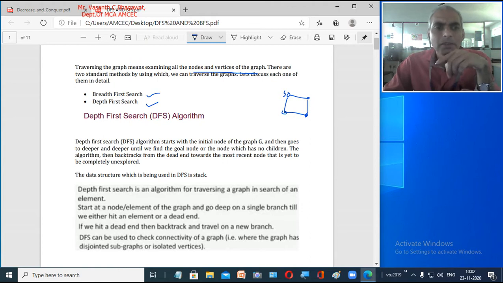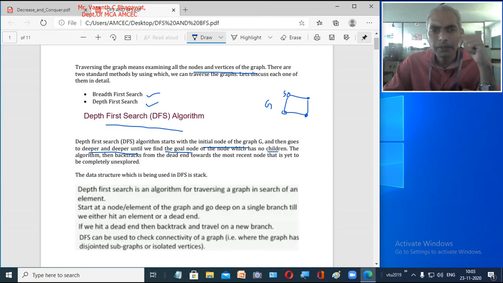So now let us start with our DFS algorithm, the depth first search method. How does it work? A graph is given to us, and it starts with one initial node, the starting node, then goes deeper and deeper until we find the goal node, because our task is to find the goal node. So it starts from an initial node and we keep on going deeper and deeper until we find the goal node, or a node which has no children.